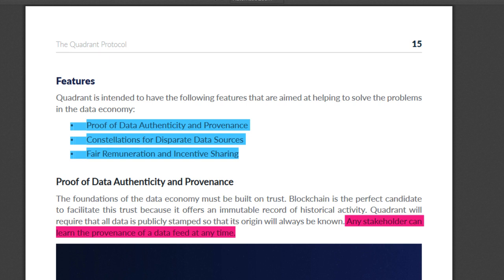Features: proof of data authenticity, constellations for disparate data sources, and fair remuneration and incentivized sharing. So if somebody asks real quick, 2 minutes or less, what's the pitch for this? That's the pitch for Quadrant. It's proof of true good data, multiple constellations of disparate data in one place, and then fair remuneration for all the actors involved, not just the data sellers or vendors.